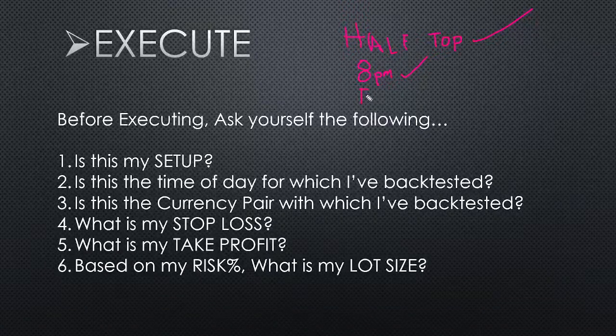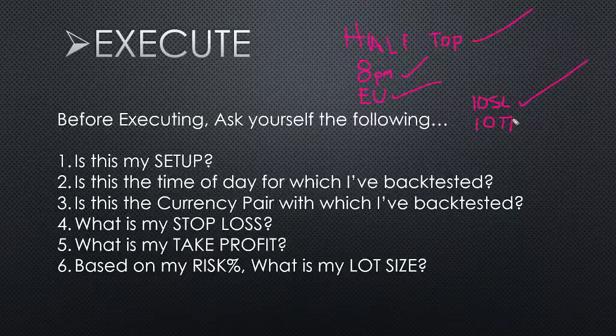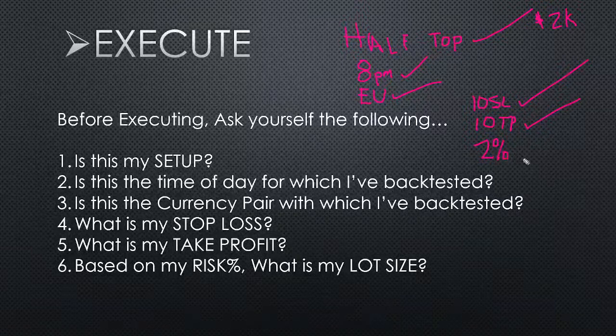Currency pair, let's just say Euro USD. Yes, this is the currency pair for which I backtested. Your stop loss, let's just say your stop loss is 10. Okay, got that. Take profit, let's just say it's 10. Got that. Okay. What is the risk? Let's say we have a $2,000 account and we're risking 2%. Okay?